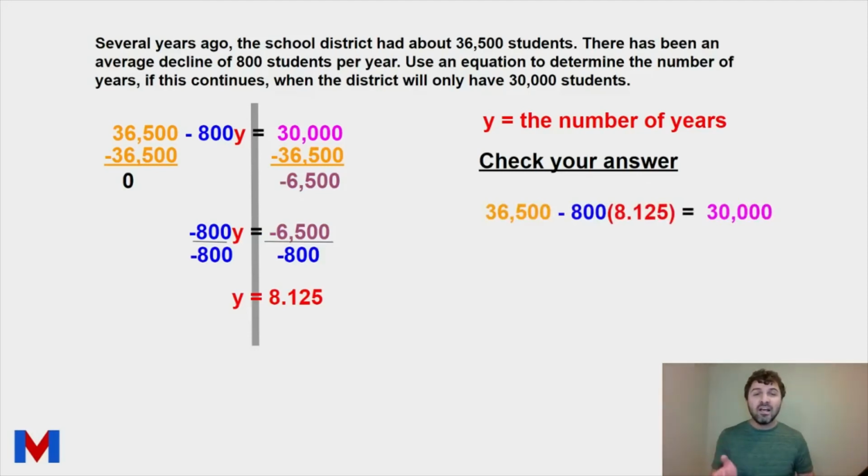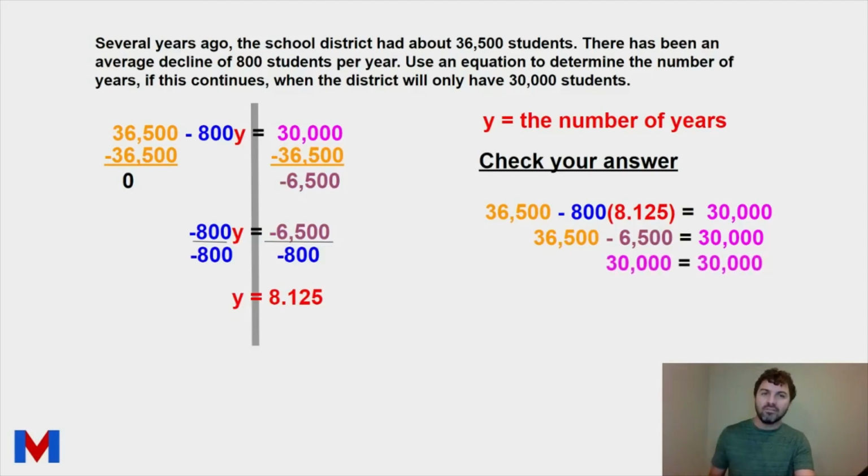So it's 36,500 subtract 800 times 8.125 equals 30,000. Let's do order of operations. 36,500 subtract 800 times 8.125 is 6,500. Does that equal 30,000? Yes, it does. All right.